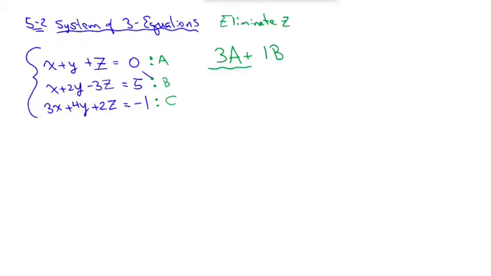So I'm only concentrating on the first two equations, A and B. I'm ignoring C completely. So if I add those together in this fashion, 3 times A is going to be 3x plus 3y plus 3z is equal to 0. Because 3 times 0 is, well, 0. All right, 1 times B, I'm just going to copy B down. So it's x plus 2y minus 3z is equal to 5. And I'm going to take those two equations and add them together.